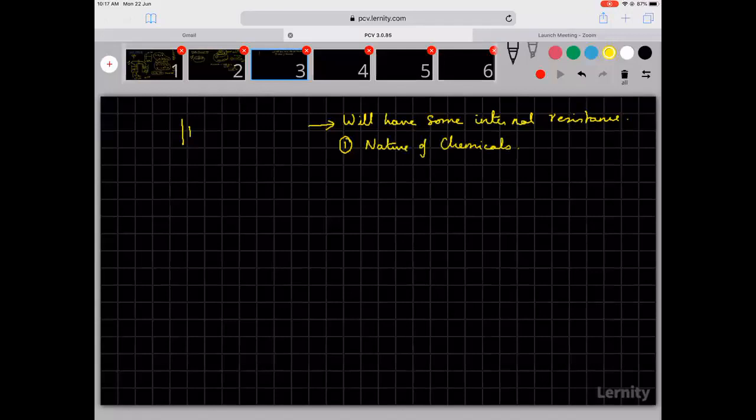it depends upon the distance between electrodes. The internal resistance depends upon the distance between electrodes. The internal resistance also depends upon the area of the electrode immersed in the electrolyte.